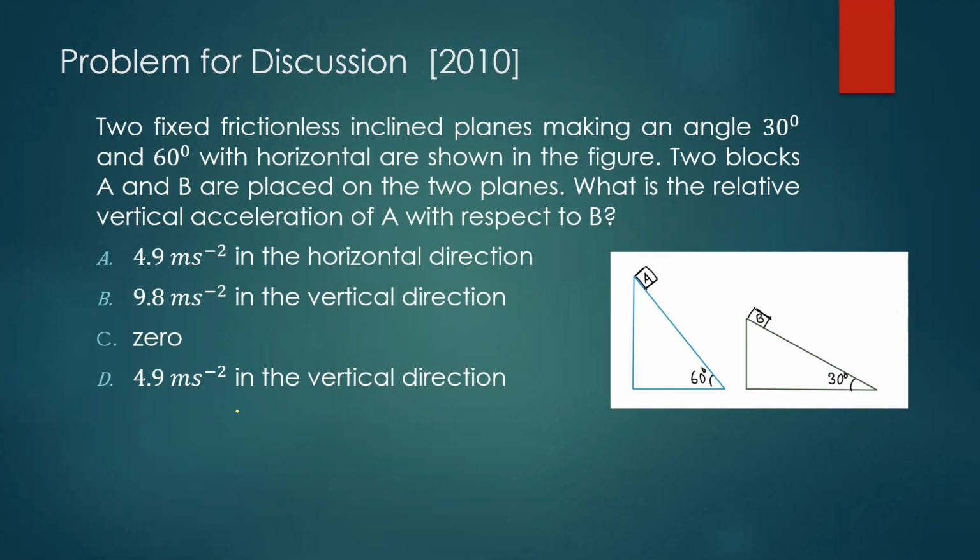Now, for this problem, let's say I don't want to literally solve everything. Option A can be simply eliminated. You know why? Because if you are looking at relative acceleration in the vertical direction, why would that be in the horizontal direction? First of all, forget that. Now, definitely this looks like 9.8. It looks unlikely, so you can ignore that.